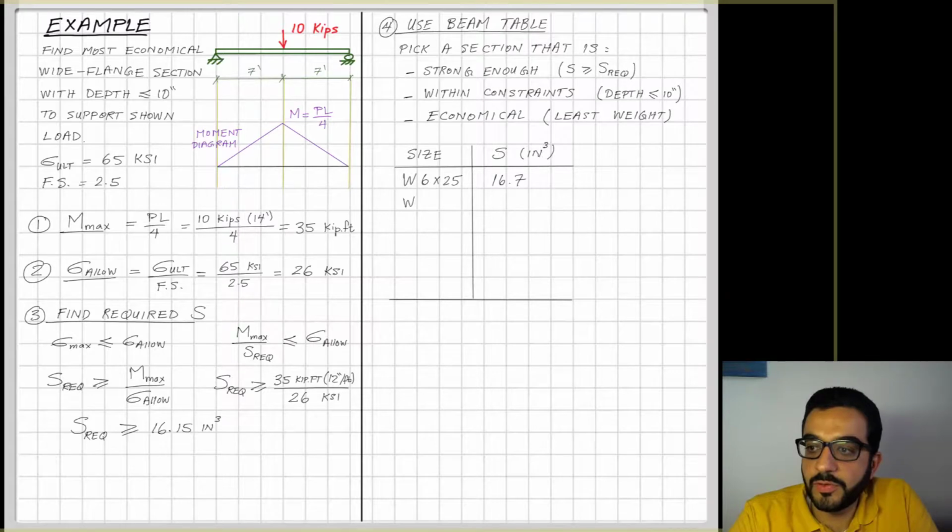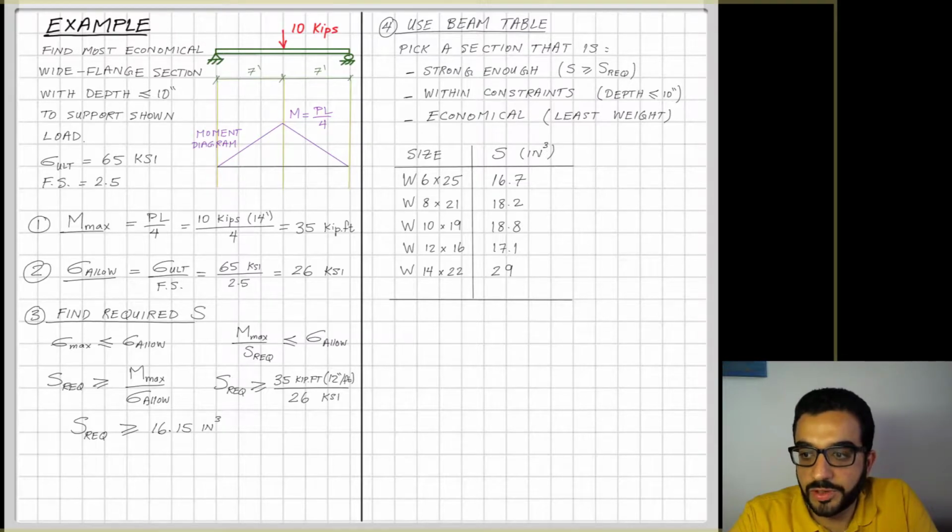So I went to the table of wide flanges and picked up a couple of section sizes that potentially satisfy these requirements. So let's see here. I have W6 25 all the way to W14 22. So you have to carefully look at the tables and see what sections can be possibly considered. Possibly here between quotation parentheses.